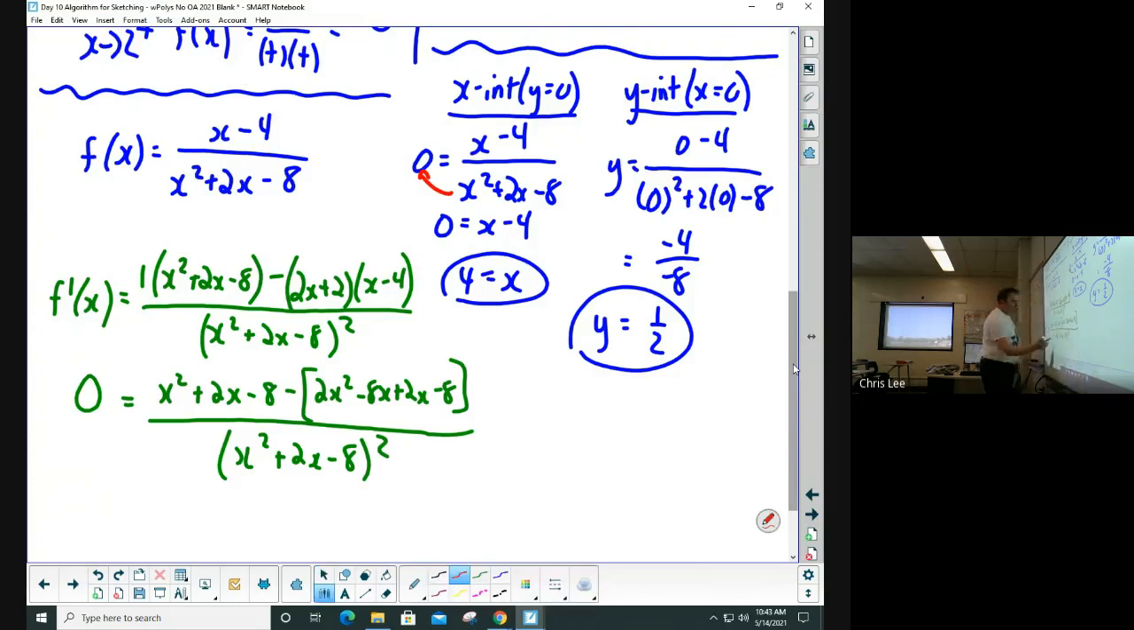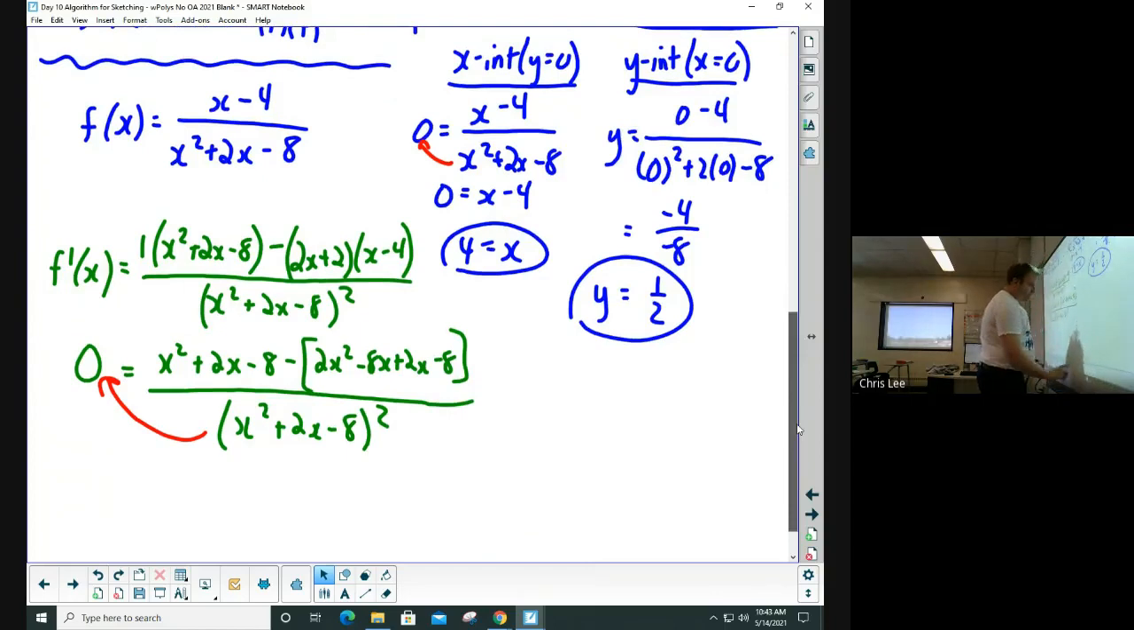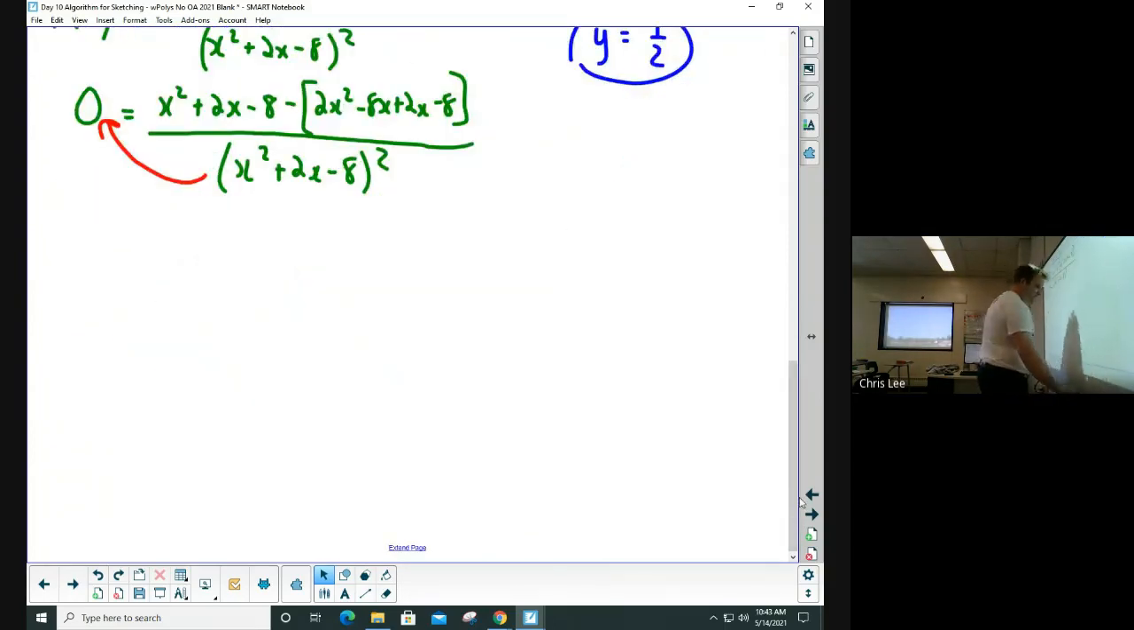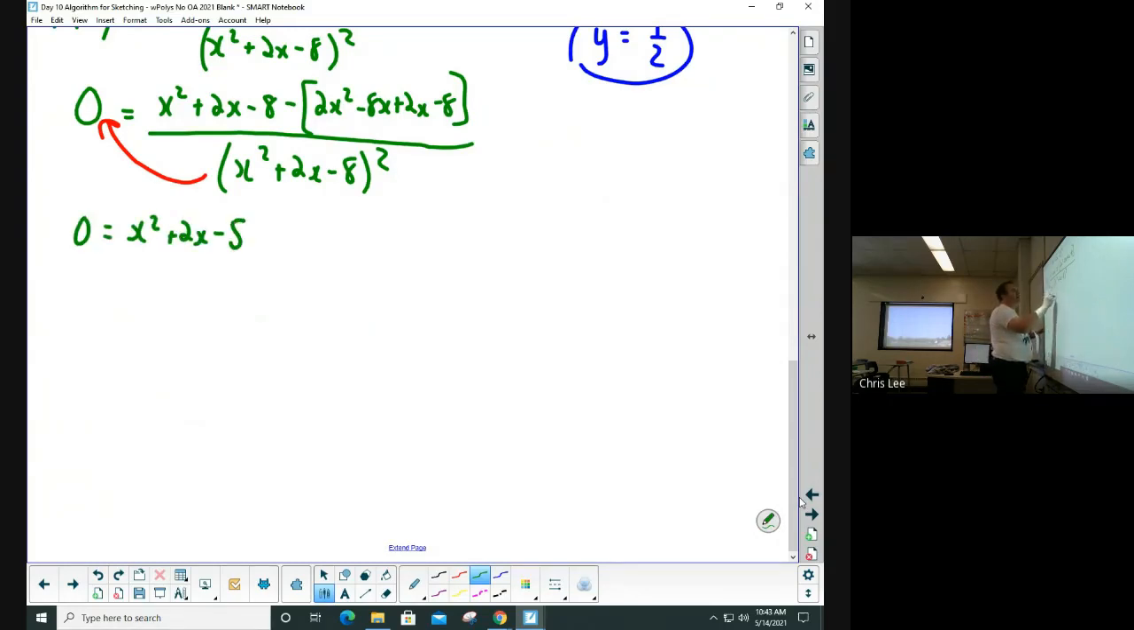But the bottom is going to come up and multiply by 0. So good news is that's going to disappear. And I will get 0 equals x squared plus 2x minus 8. Now I'm going to rainbow the negative. So it's minus 2x squared plus 8x minus 2x plus 8. Oh, I don't need that anymore because it's gone. Minus 2x plus 8.